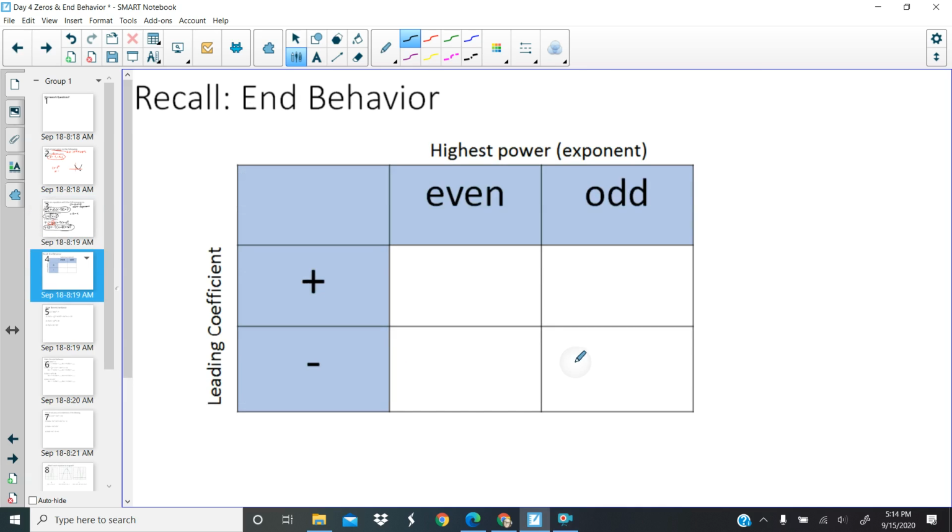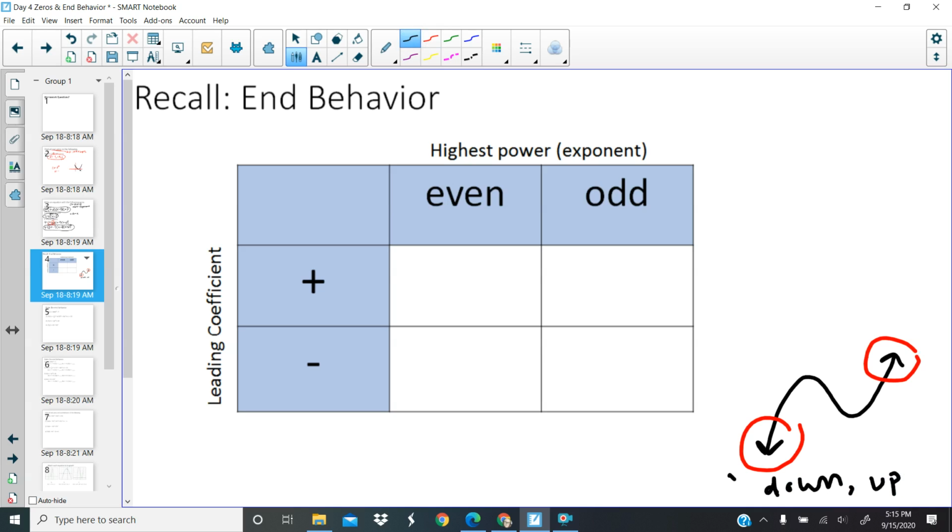Okay, so the next thing we need to talk about is end behavior. End behavior is like if you have a graph, and I'm just going to sketch one over here, then it's talking about what is the graph doing at each of these ends. So like in the one that I just sketched, last year the way that we would have worded that is that the end behavior is down, up, because on the left-hand side the graph is pointing down, and on the right-hand side the graph is pointing up.